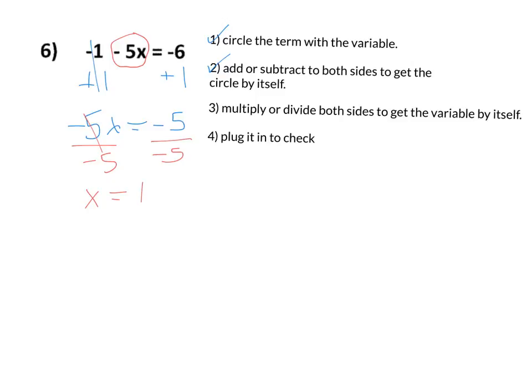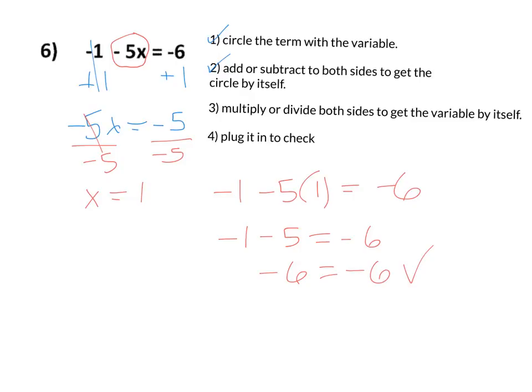Let's check it to make sure that we're right. We've got negative 1 minus 5 times positive 1 is equal to negative 6. Let's do the multiplication first. Negative 5 times 1 is negative 5. So I've got negative 1 minus 5 is negative 6, and that's equal to negative 6, and I have checked it, and it is right.